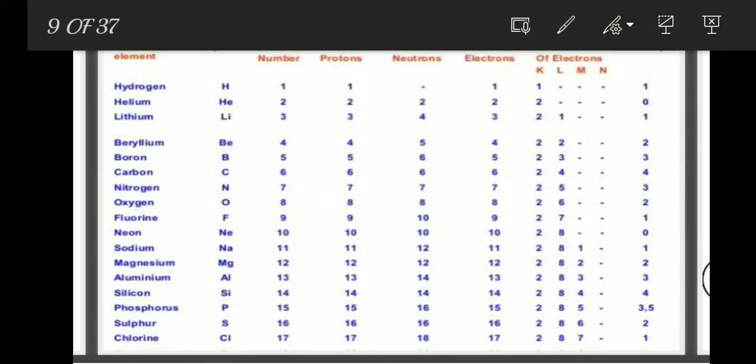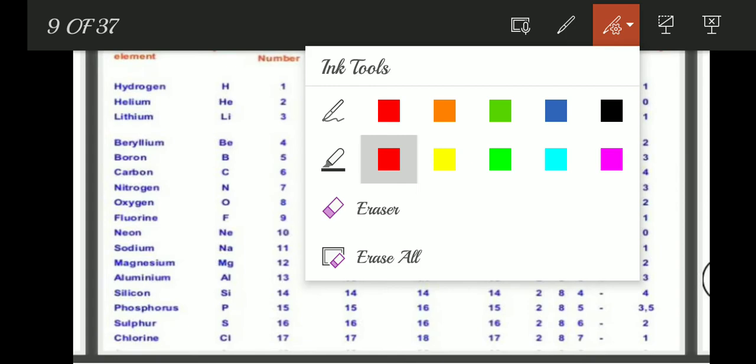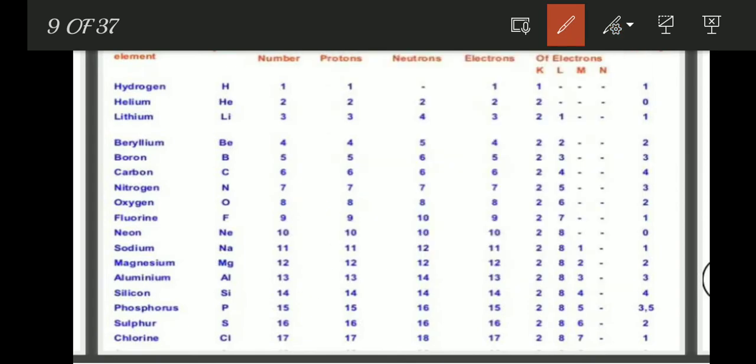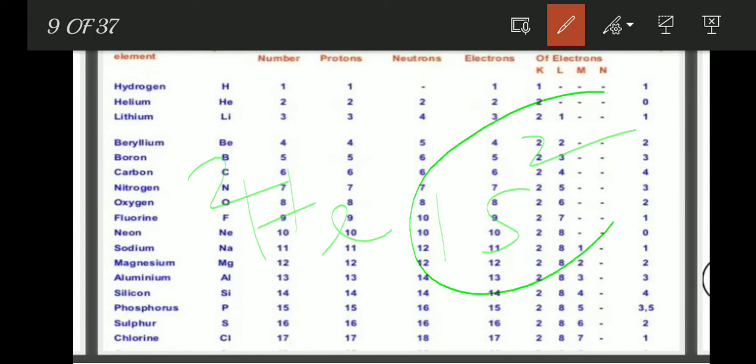Next one, listen. Helium atomic number 2. Electronic configuration 1s2. How many electrons are present in the s orbital? Only two electrons. Therefore, this is a fulfilled orbital. This is a fulfilled orbital. Therefore, no valence. Therefore, valency 0.